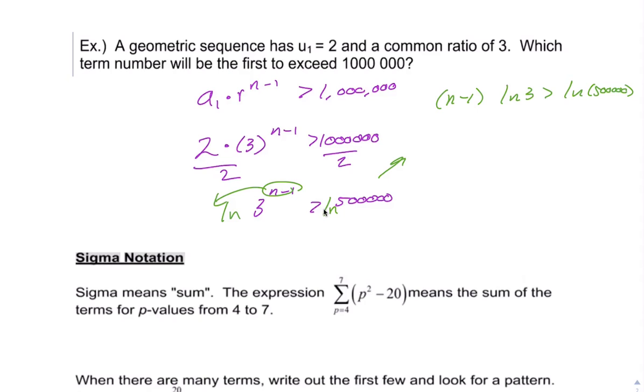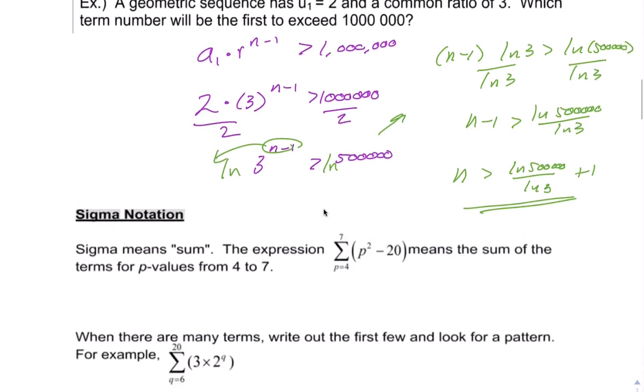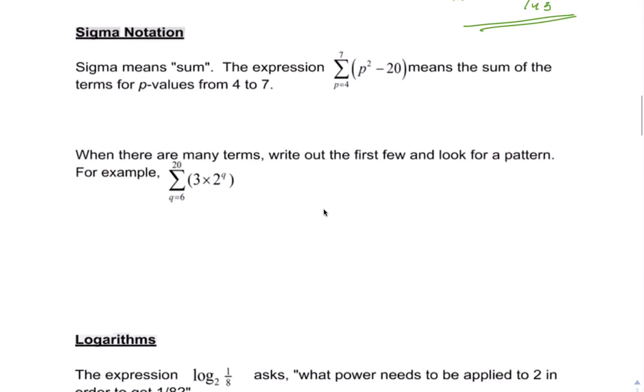Then all we have to do is solve for n. So we divide by natural log of 3. I get n minus 1 is greater than natural log of 500,000 over natural log of 3, and then we add 1. The rest of this we have to use our calculator to figure out, because I don't know what the answer is. And something to that effect. And that's the idea.